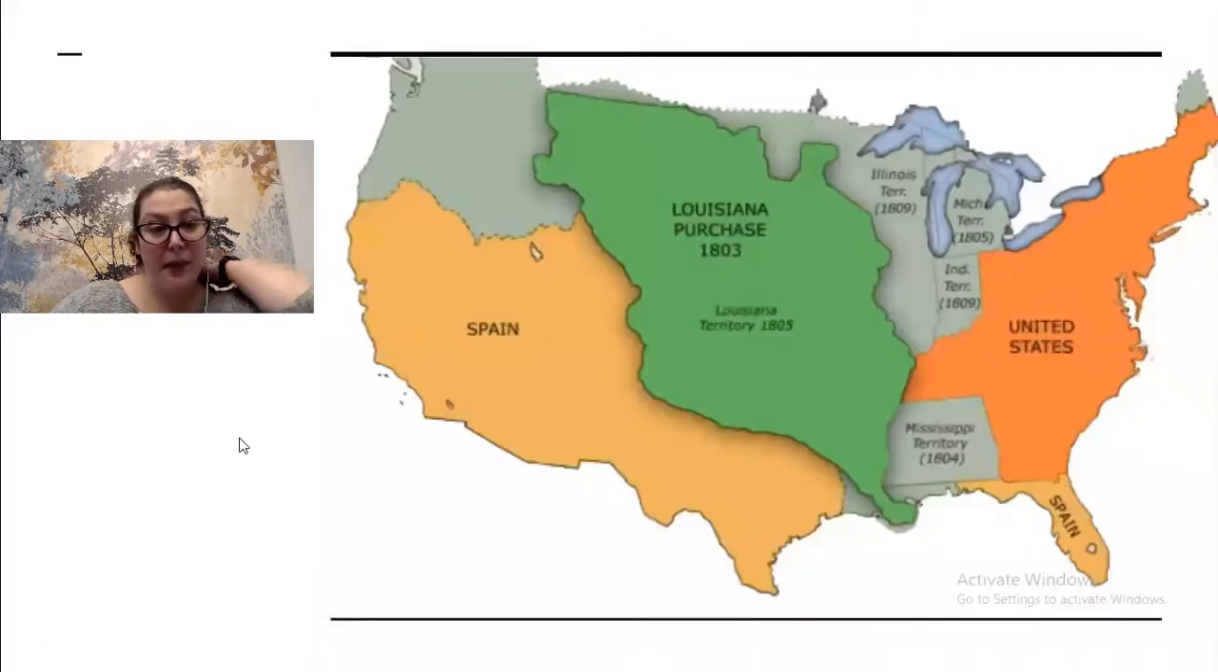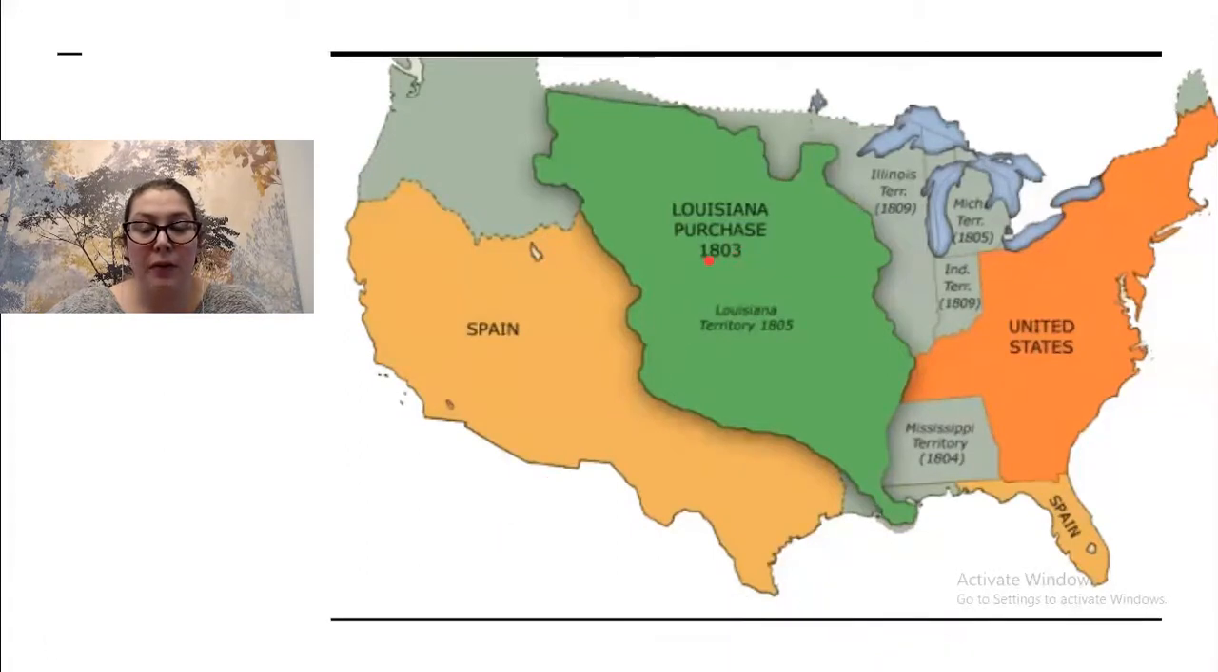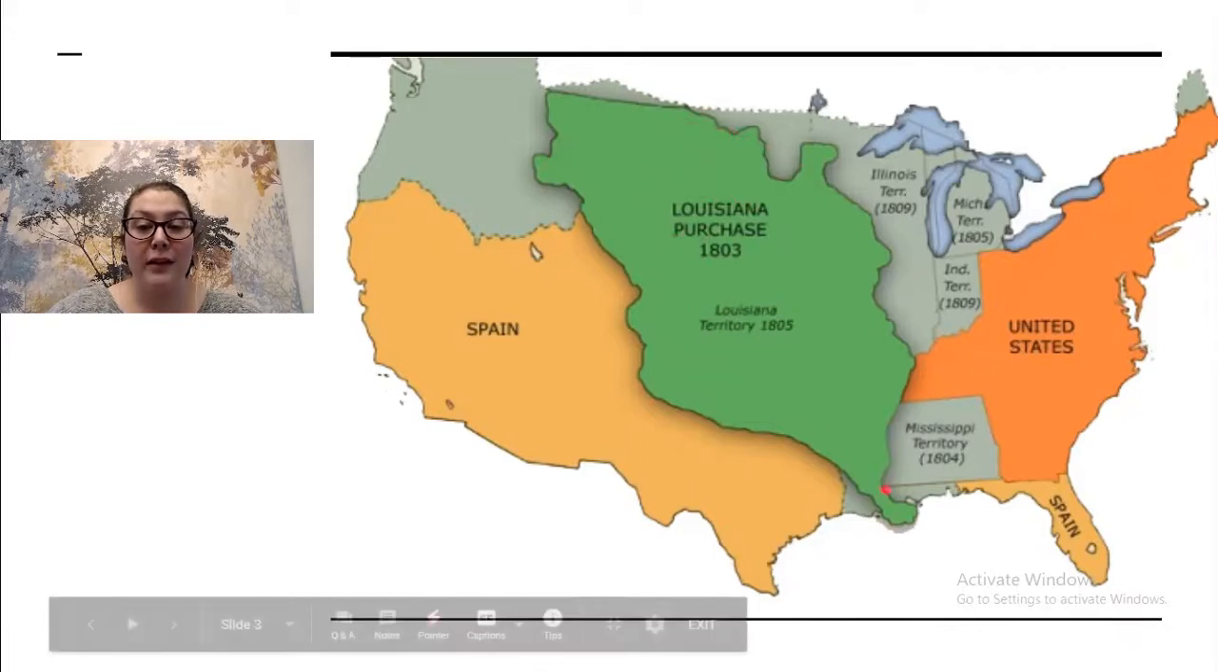So this map is a map of the United States in 1803. 1803 is an important year to remember. Let me show you that there. So 1803, this was the Louisiana Purchase, or the Louisiana Territory. So in 1803, Thomas Jefferson, what did Thomas Jefferson do? Yes, he wrote the Declaration of Independence. He purchased this whole area from France.